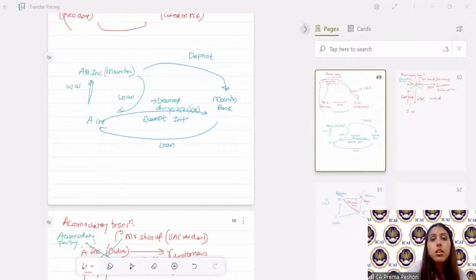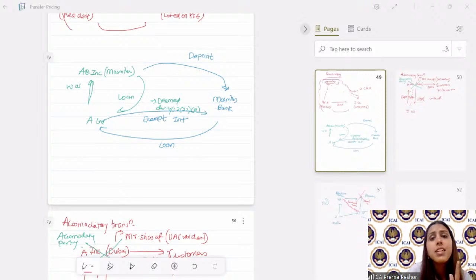Now before we go towards the discussion of the case study, there is a CBDT circular which discusses the GAR. It says that GAR will not be applicable to foreign institutional investors who have not taken benefit of the tax treaty and who have invested in listed securities. It will not be applicable to the investments made before 1st of April 2017. There is a grandfathering which is provided so that the GAR is not made applicable retrospectively.